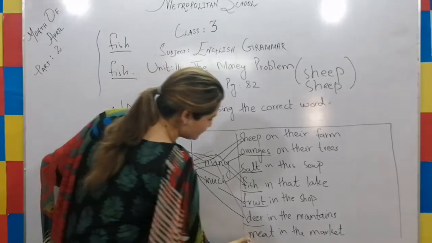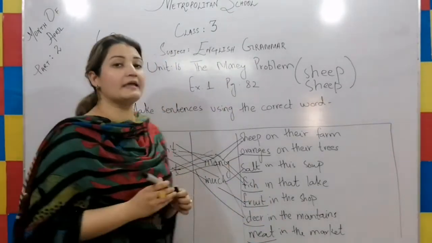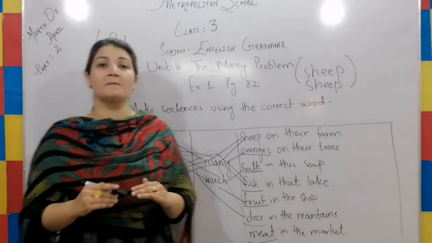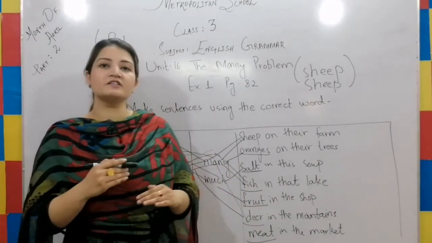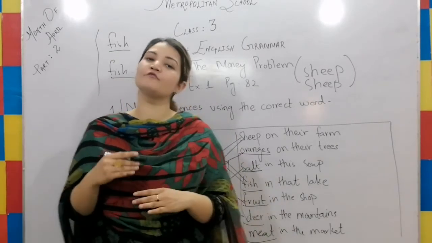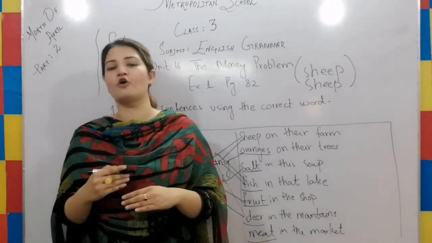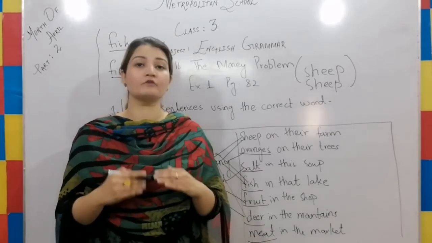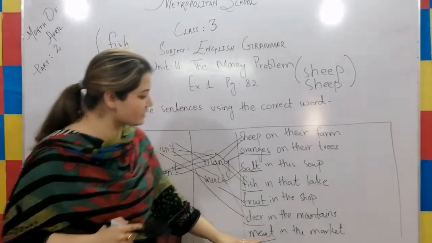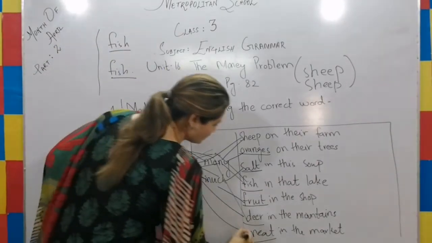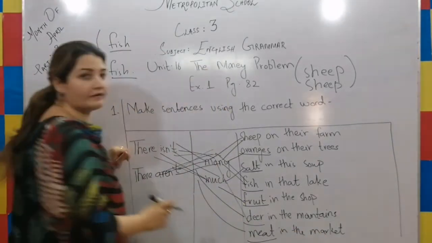Now in the last sentence, it is meat. Meat is an uncountable noun. You cannot count meat. If I give you 1 kg chicken, or 2 kg mutton, or 5 kg beef or fish or anything like that, you cannot count the meat. You cannot count it, you can weigh it. So this thing is also uncountable. You will write it as there is not much meat in the market.